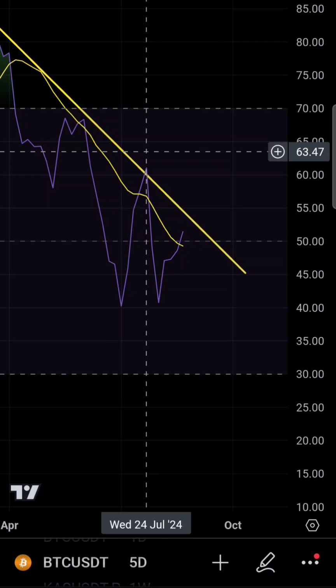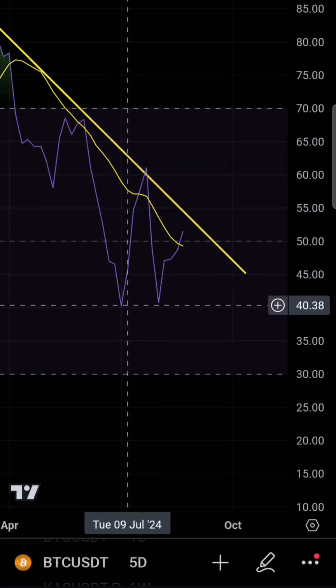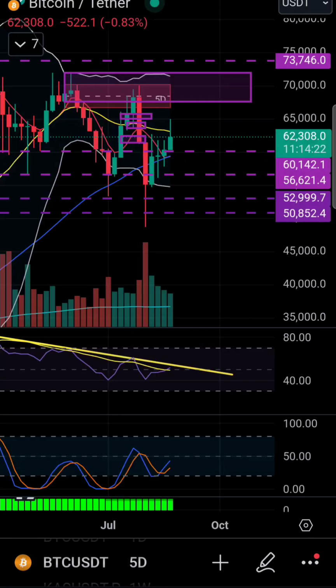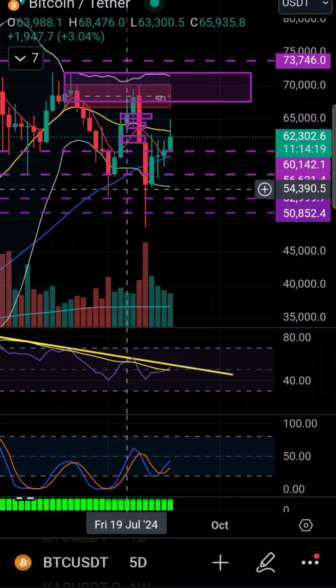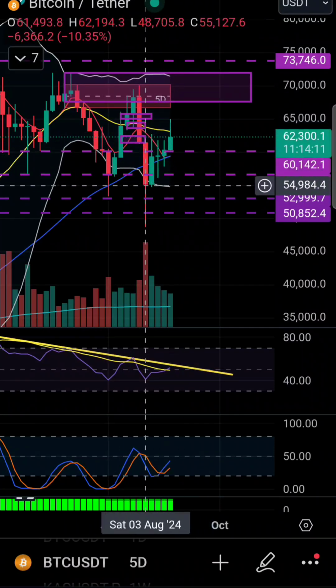You can see where my cursor is that this RSI made a higher low. Price made a lower low on price action. So that's a bullish divergence which led to this price increase.